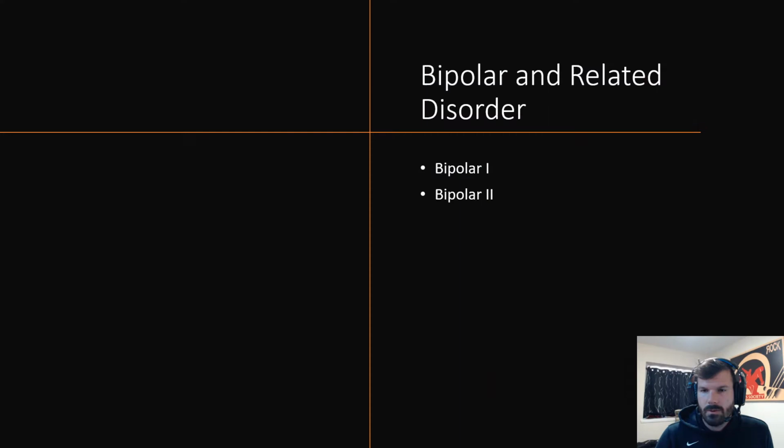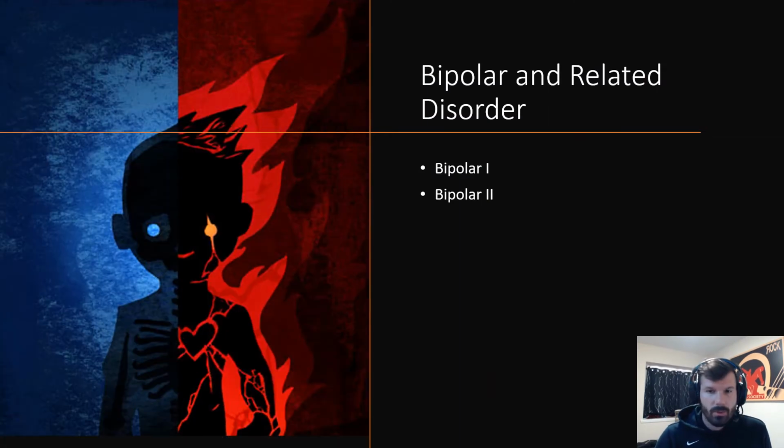Okay, so next we have bipolar and related disorders. Again, there's a couple other disorders that go along with this, but we're only going to talk about bipolar. Bipolar disorder is the juxtaposition of someone who goes through a manic stage and a depressive stage.